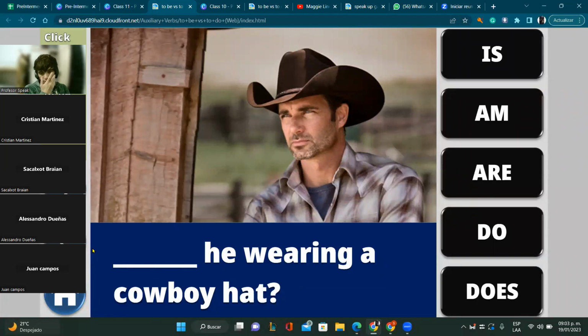Do he wearing a cowboy hat? Very good. Actually, we haven't seen this topic yet, but I want you to pay attention to something. We're using ing here. So we cannot use do or does when we have ing here. It's impossible. So we have three options. We can say is, am, or are. Which one do you think? Yes. Very good. So this tense is present continuous.